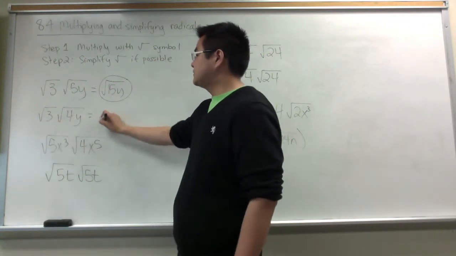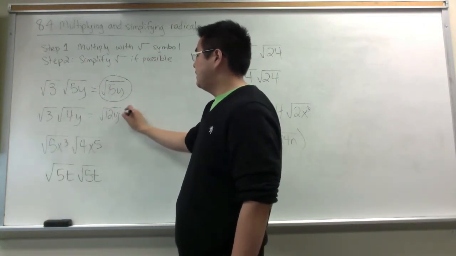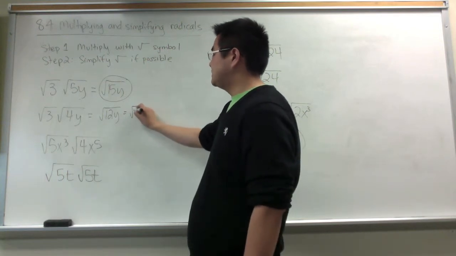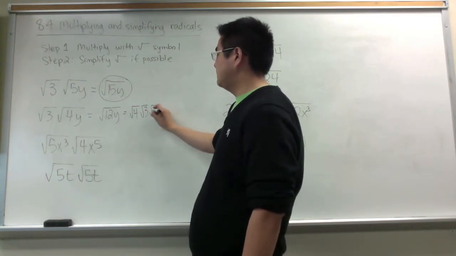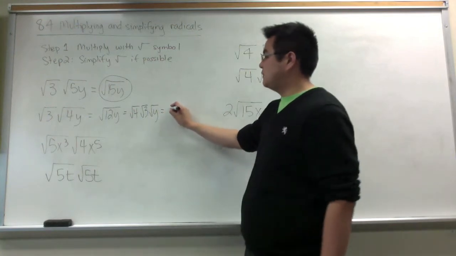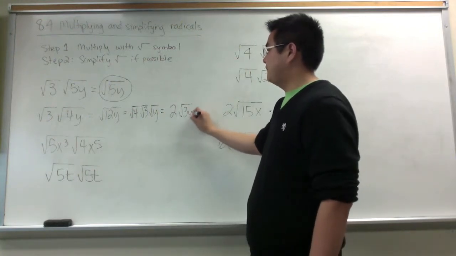Root 3 times root 4y is root 12y. I can simplify the 12 by breaking it up into 4 and 3. And so the final answer would be 2 root 3y.